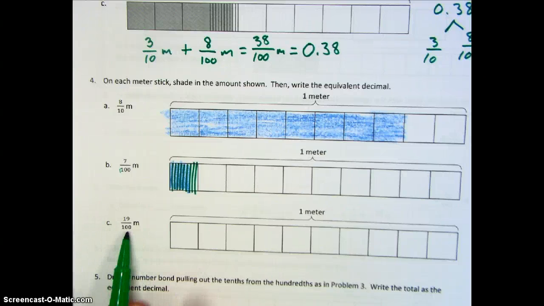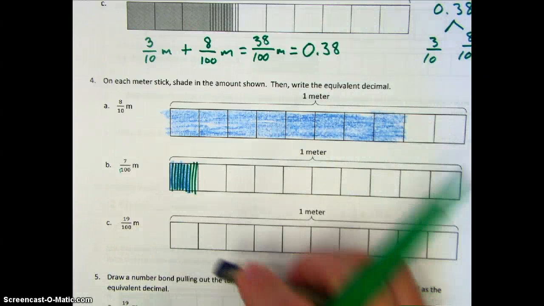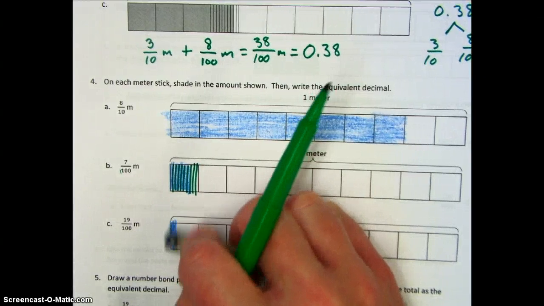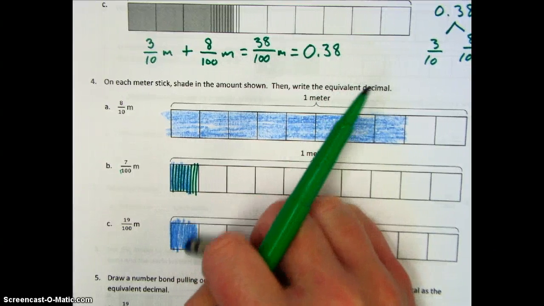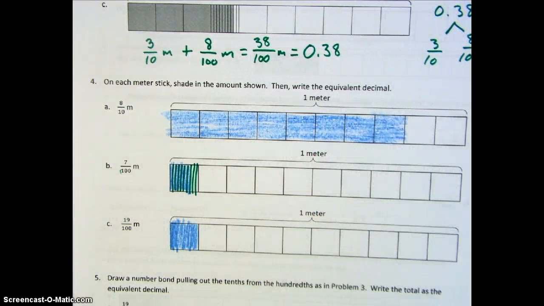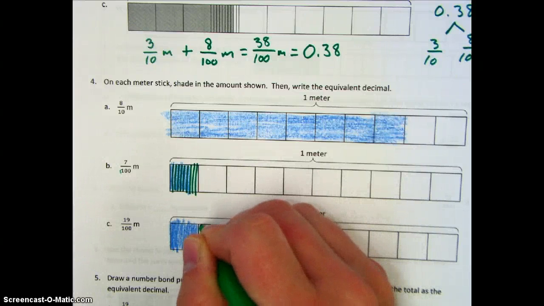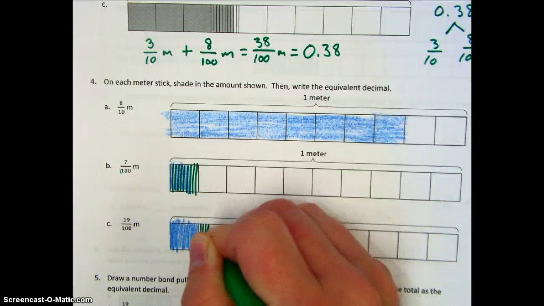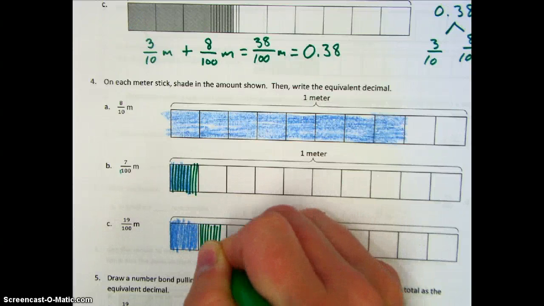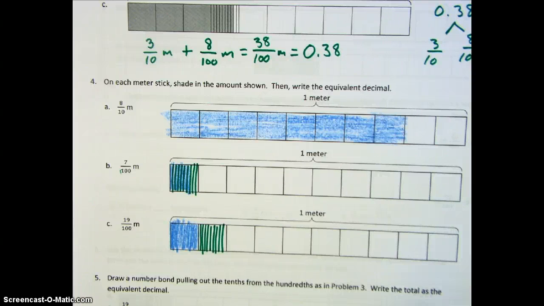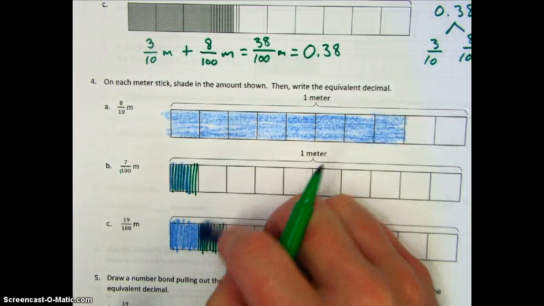Now, notice letter C. Now we have a double-digit numerator. So we have 1/10 and then 9/100ths coming in after it. So that means we are going to shade in 1/10. Then we need to break up our next tenth into hundredths, and then shade in 9 of these.